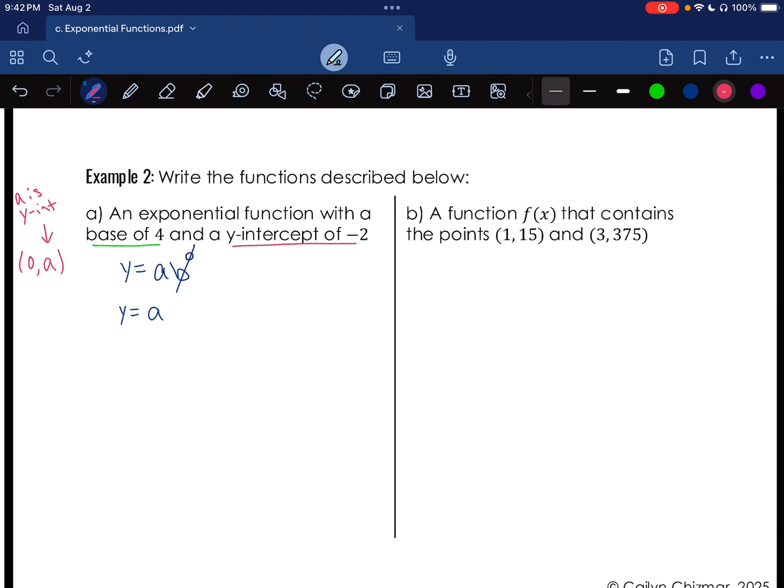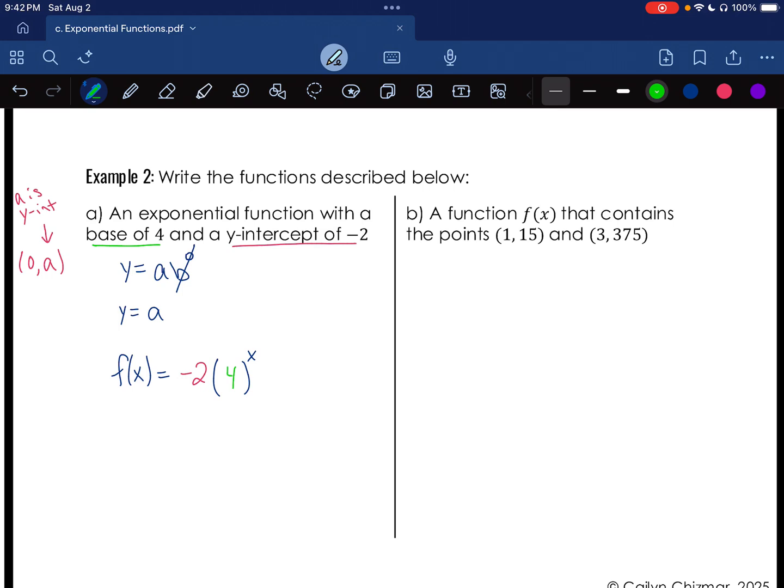All right, so if I were to write this exponential function here, let's call it f of x. It is a function after all. That means that negative 2 goes in the spot for a as my y-intercept. That has a base of 4. So we're going to have f of x is equal to negative 2 times 4 to the x.